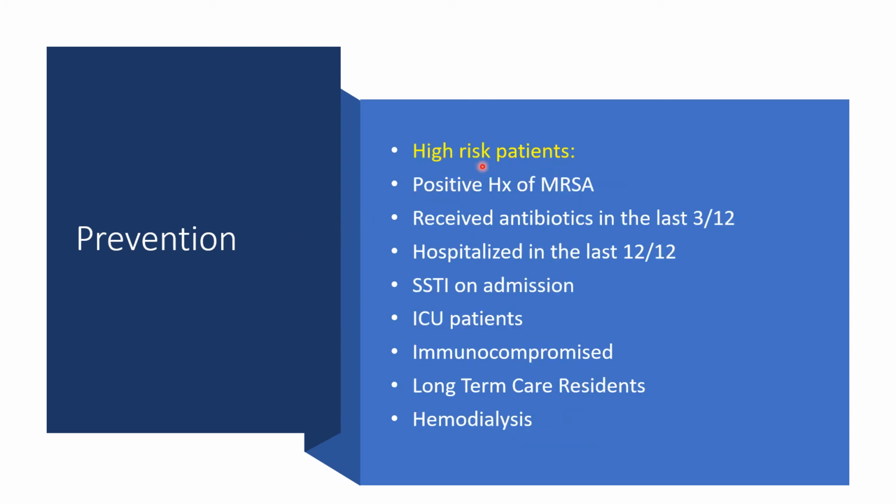Still on prevention, we will categorize patients based on the level of risk of having MRSA. The high-risk patients will be the following. Anyone already with the history of MRSA, positive history of MRSA before now, that is high risk. Anyone who had received antibiotics in the last 3 months, hospitalized in the last 1 year, someone already with skin and soft tissue infection on admission, admitted into intensive care units, someone that is immunocompromised, being transferred from long-term care facilities or on hemodialysis. All these are at risk and high-risk patients for MRSA.